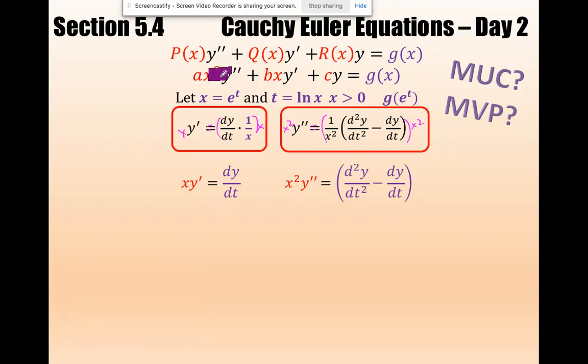Look at my original equation that had x's in it and derivatives in terms of x. X squared y double prime I can replace with just derivatives of y with respect to t. Oh my goodness. Xy prime I can replace just with a derivative of y with respect to t. Y is what I'm trying to get by itself, so that's fine. And then this g of x, I have to replace that x with e to the t. So let's go ahead and substitute.